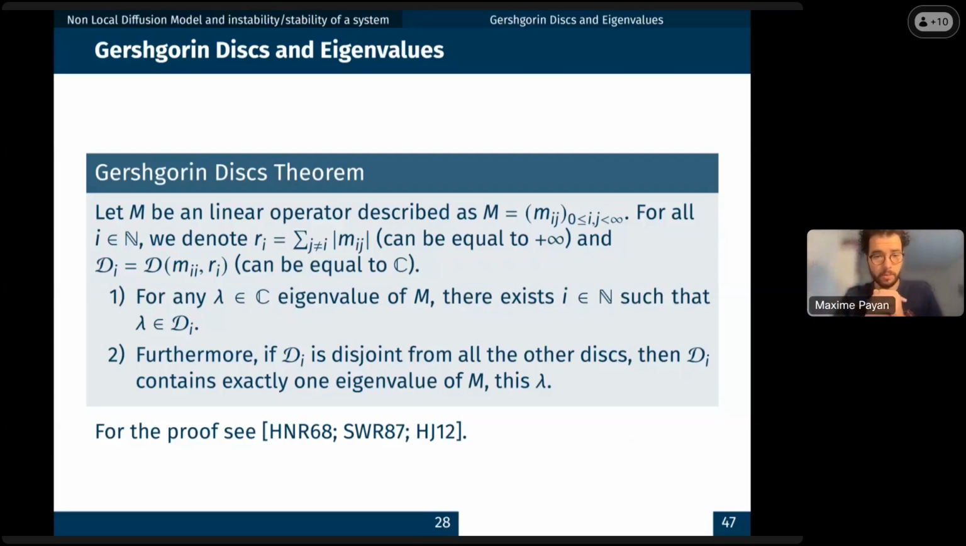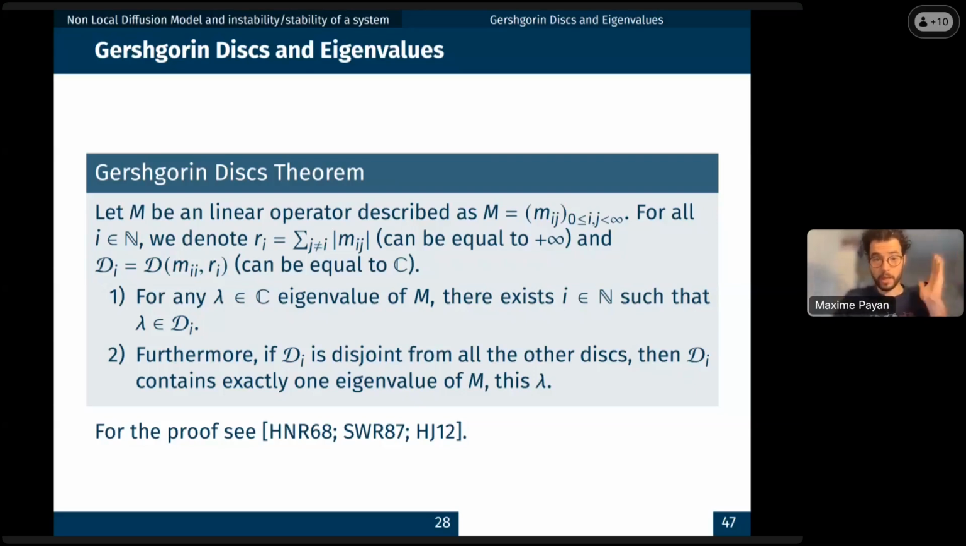And the theorem affirms that for any eigenvalue of M, there exists a disk where the eigenvalue is in it, okay? And furthermore, if the disk is disjoint from all the other disks, then there is just this eigenvalue in the disk. The eigenvalue is isolated from the others. Okay, so there is some literature on the spectrum of infinite matrices. Okay, you can see those references just after.